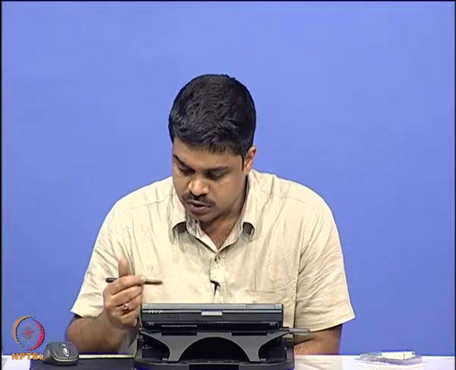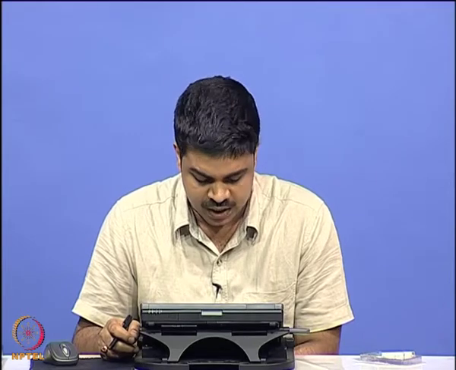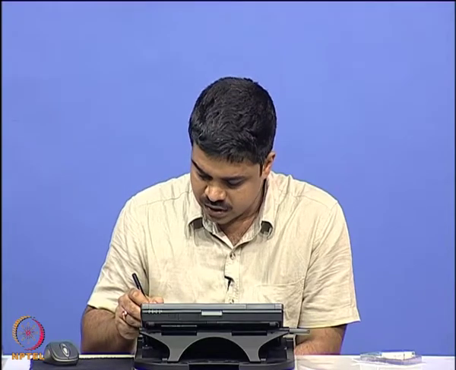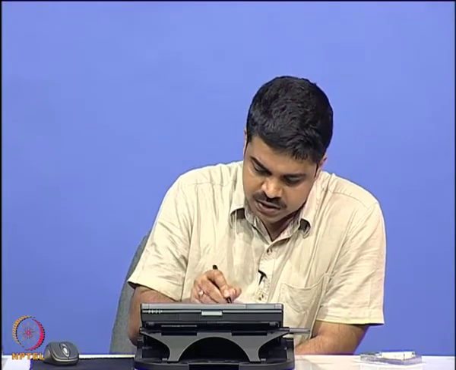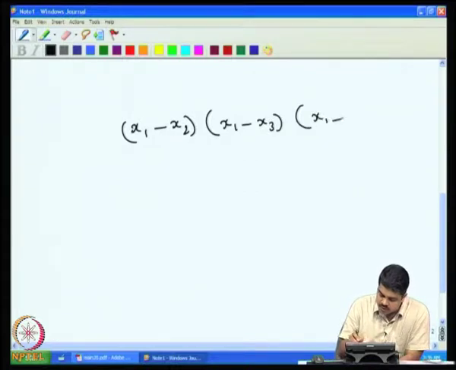Now, that much is okay, but this is more or less a quick observation. How can we understand this polynomial better? Of course, one obvious way is to expand it and look at what kind of terms will come. So, for instance, in our case, let us look at x1 minus x2 into x1 minus x3 into x1 minus x4.